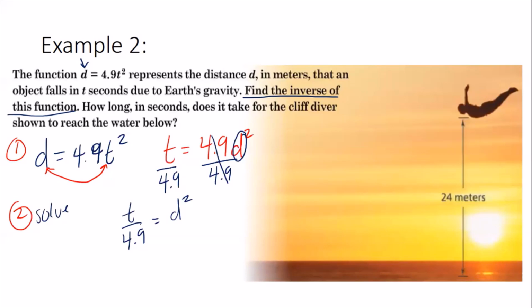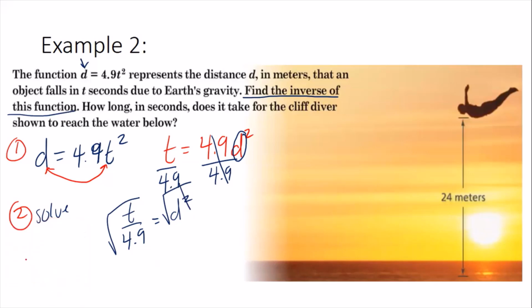Is d by itself yet? It is? Oh, no. All right, what's the last thing I need to do to get d by itself? Take the square root, because the opposite of squaring is to take the square root. So we're going to take the square root of the numerator and the denominator. Or just leave it all as a square root, in all honesty. And now this cancels out. So now we know what d is.